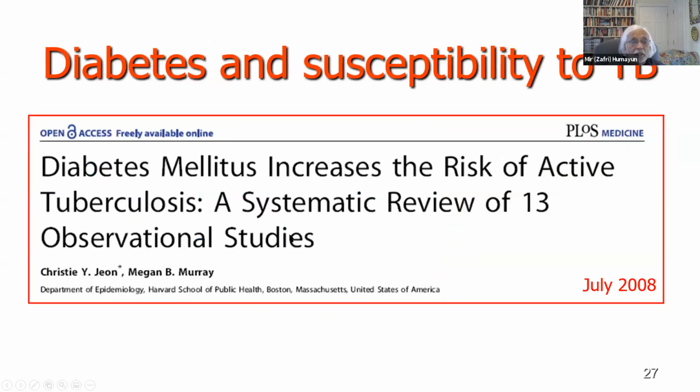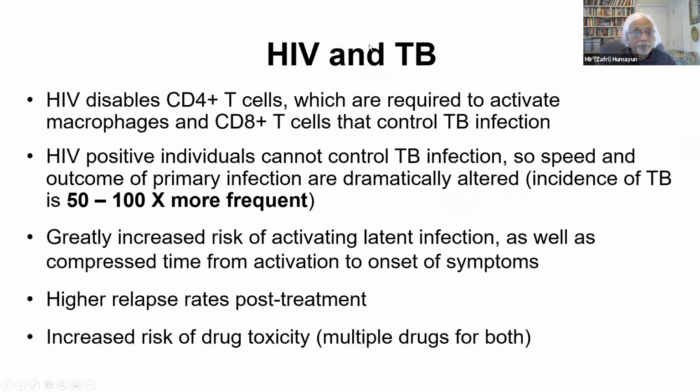Similarly, underlying metabolic conditions such as diabetes increase susceptibility to TB. And finally, also not surprisingly, HIV infected patients are very susceptible to TB. That's because HIV disables CD4 plus T cells, which are required to activate macrophages and CD8 plus T cells that control TB infection. So HIV basically compromises the immune system and therefore enables TB to spread much quicker in an uncontrolled fashion.